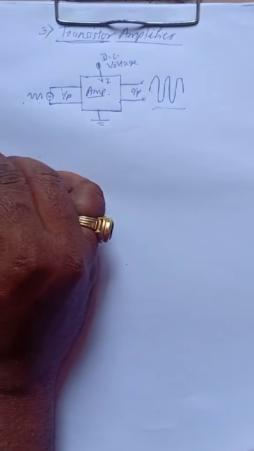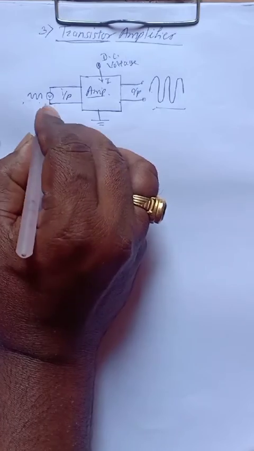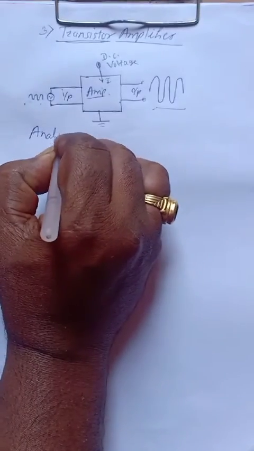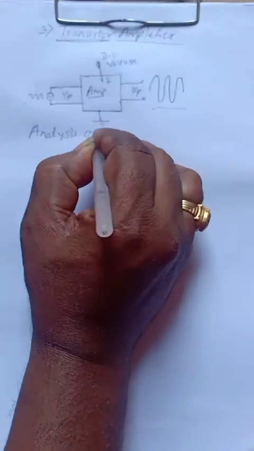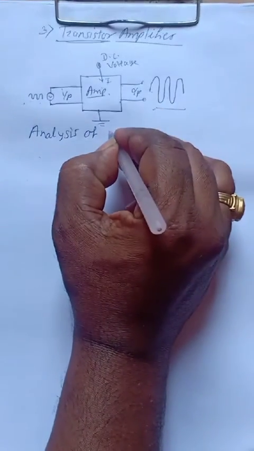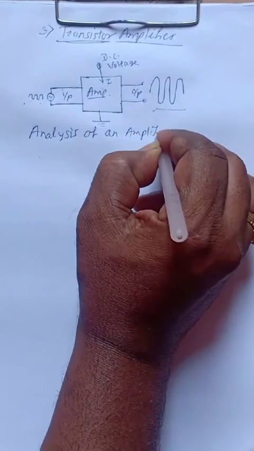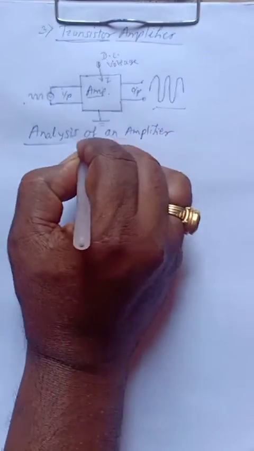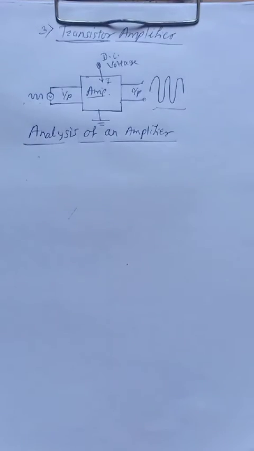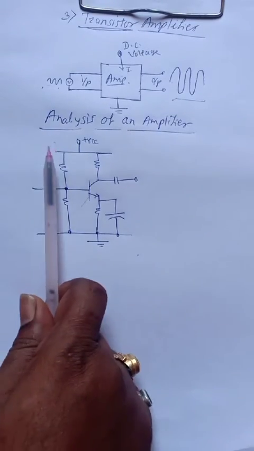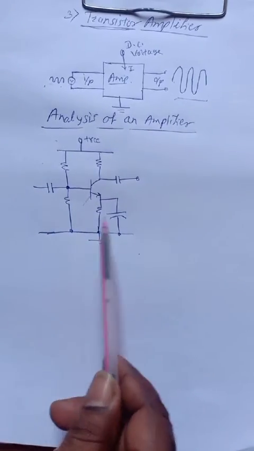So the first point in this chapter is analysis of an amplifier. Analysis of an amplifier. So we are going to analyze this amplifier. We know this circuit.